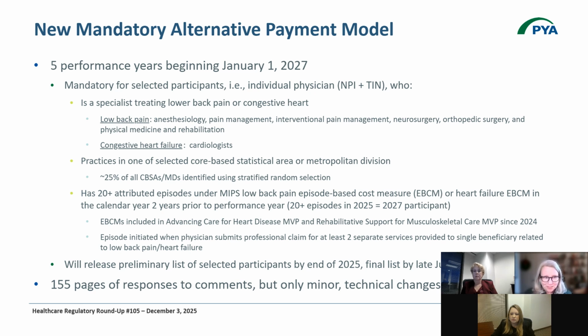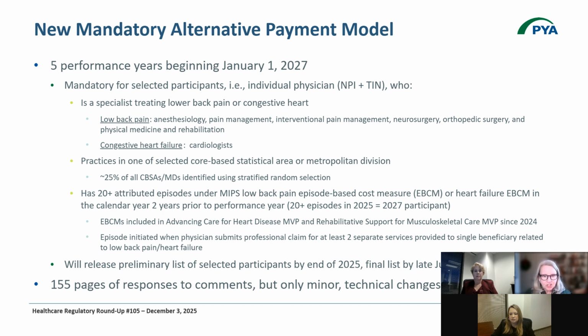To find yourself in that new alternative payment model, you will have to have had 20 or more attributed episodes under that MIPS low back pain episode-based cost measure or the heart failure episode-based cost measure in the calendar year 2 years prior to the performance period. So if you had 20 or more episodes within the criteria of those cost measures in 2025, then you're going to find yourself participating in 2027.